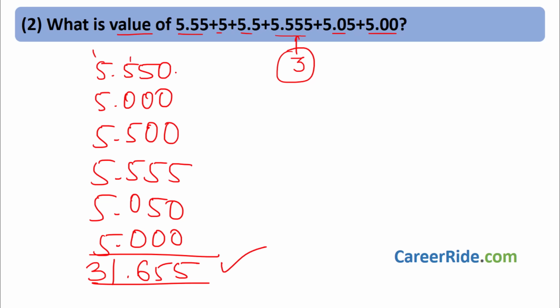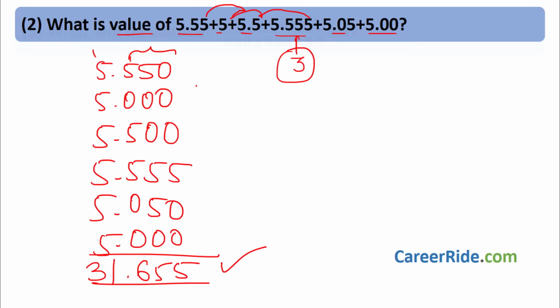Just remember, whenever you are adding decimal numbers or decimals, you should make sure that all of them have the same number of decimal places. You should not do this 5 plus 0 plus this 5 plus this 5. Okay, everyone should have the same number of decimal places, right?